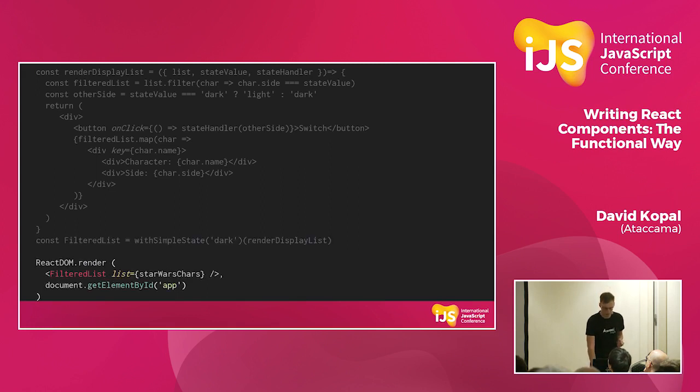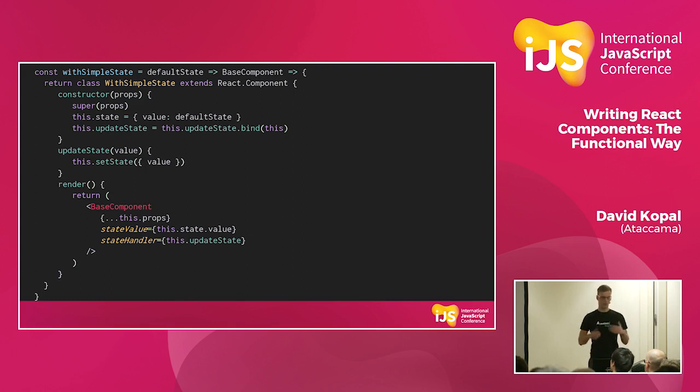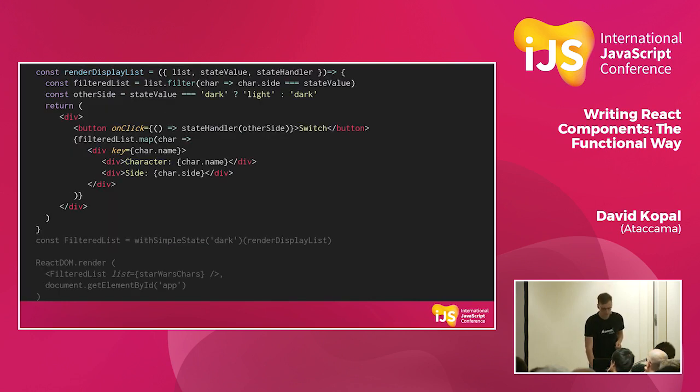Now again, we just render the filtered list and pass it the list of Star Wars characters. It goes here to our with simple state, which will establish the state handler, and it will pass it along with the original props to the base component, which is the render display list component. Render display list component takes the list, filters the list, and then renders to the screen the list of Star Wars characters and the button. And if you click the button, you can change the side from light to dark. It works just like this. It's really simple. You can switch the sides.